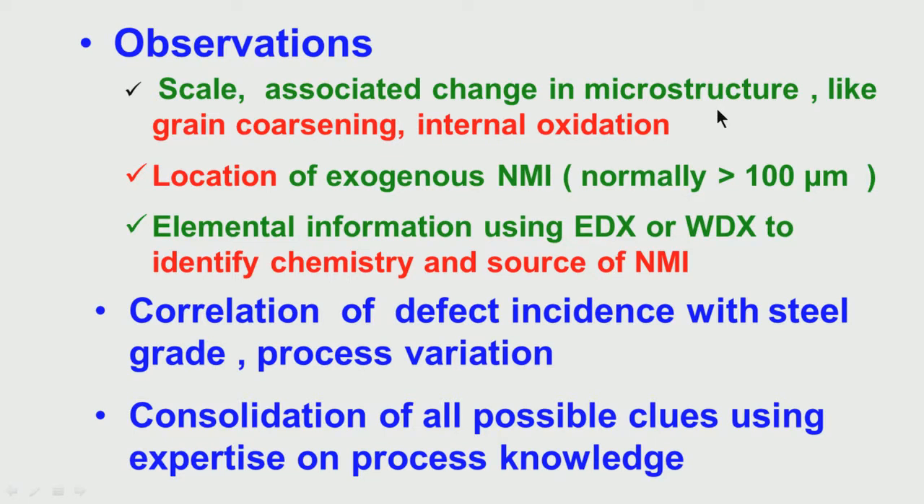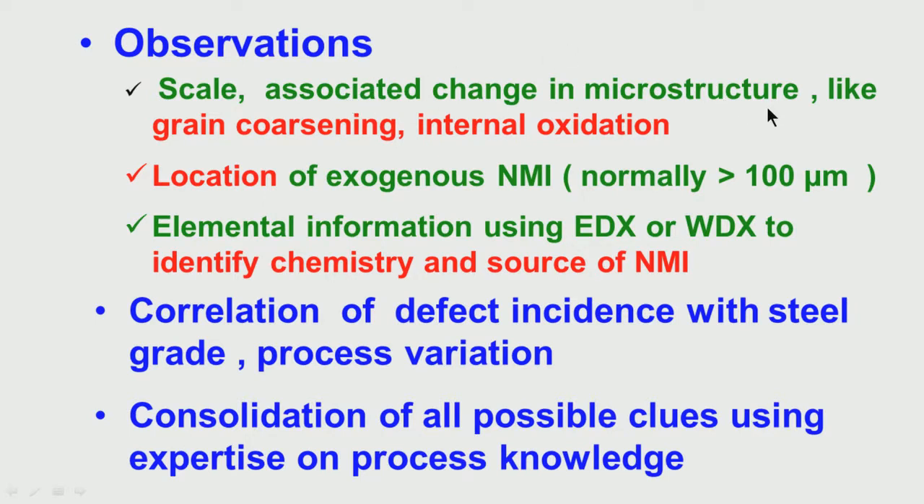You see, normally we know what the microstructure of the cross section should be. But if there is a defect, the microstructure might have changed in that particular localized area. So that is why it is important to see the microstructure also near the defect.